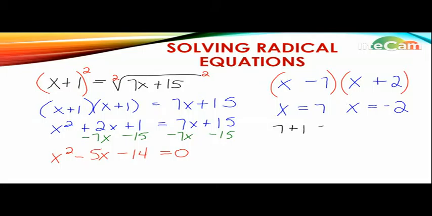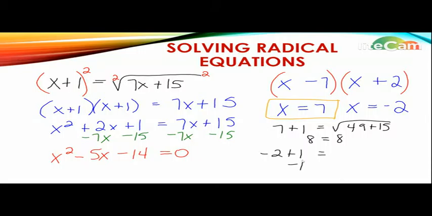Here's my issue. The numbers don't always work. Let's try 7. Let's put 7 back into the equation. This is where the instructions tell us to look for extraneous solutions. If I put 7 in, does 7 work? Yes, 7 plus 1 is 8. And if I do 7 times 7, that's 49, plus 15 gives me 64. So the square root of 64 is 8. Notice that 7 works.